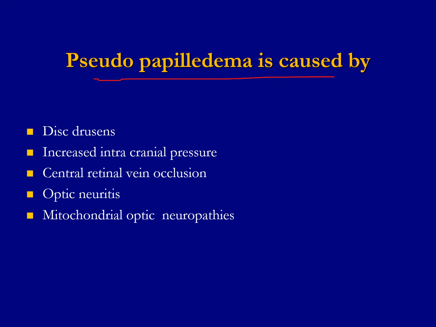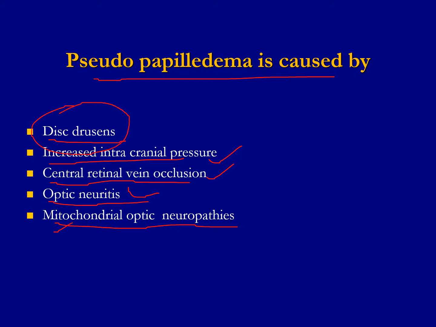Pseudopapilledema is caused by disc drusen, increased intracranial pressure, central retinal vein occlusion, optic neuritis, mitochondrial optic neuropathies. Mitochondrial optic neuropathies do cause disc swelling, so it's true swelling. Optic neuritis is inflammation, true swelling. Central retinal vein occlusion, engorgement of the vessels, and true swelling. Increased intracranial pressure causes papilledema, which is a true swelling. So we are left with one option, which is disc drusen.